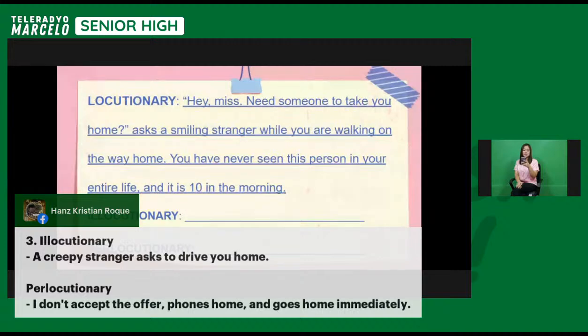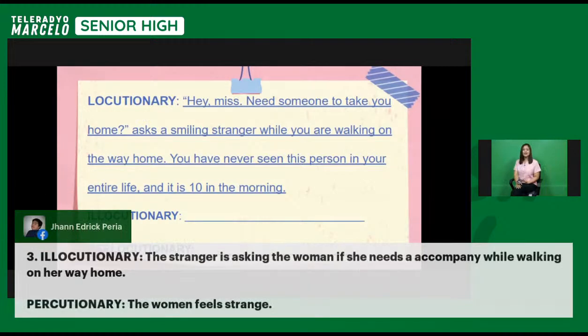According to Hans Christian Roque, the illocutionary speech act for that is a creepy stranger asks to drive you home. And the perlocutionary speech act should be, I would not accept the offer, and phone home and go home immediately. Thank you so much for actively participating here with us, my dear Delpilarians.